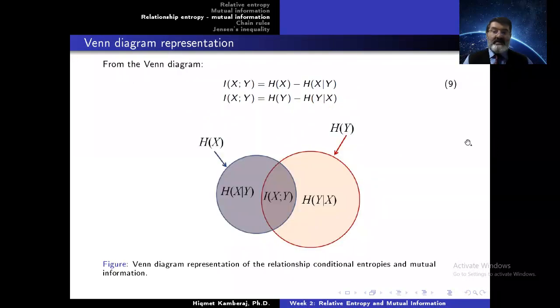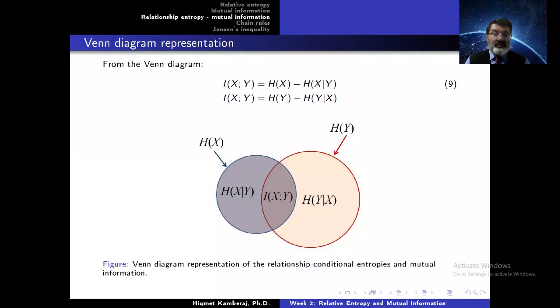So I can summarize what I just said: the mutual information between x and y is either equal to H of x minus H of x given y, or H of y minus H of y given x.